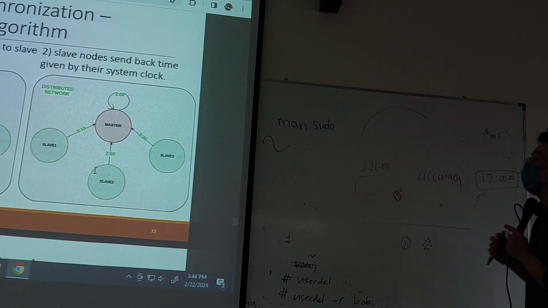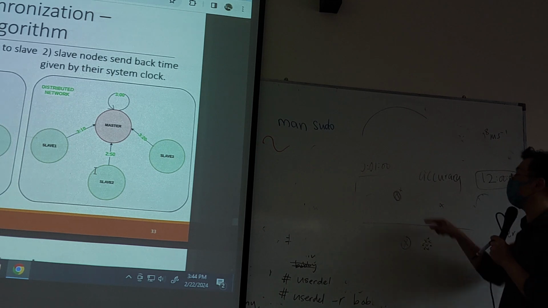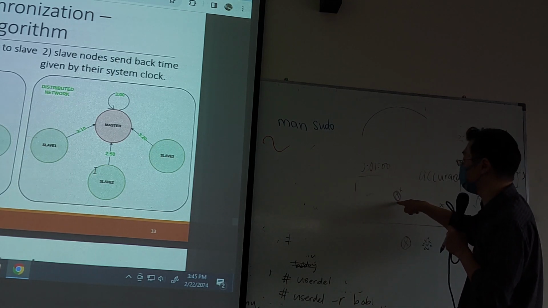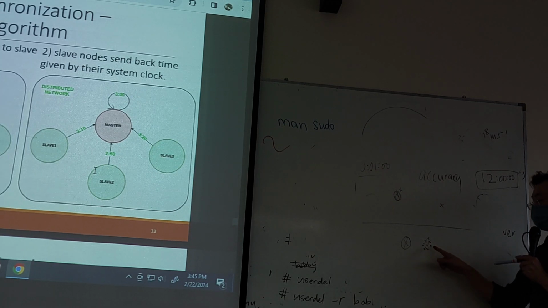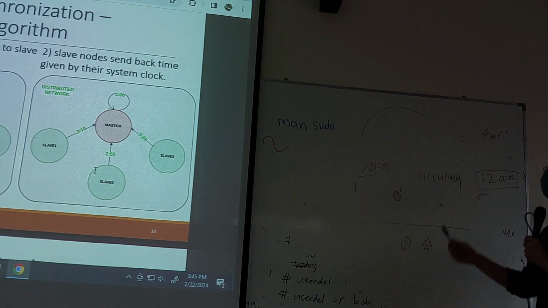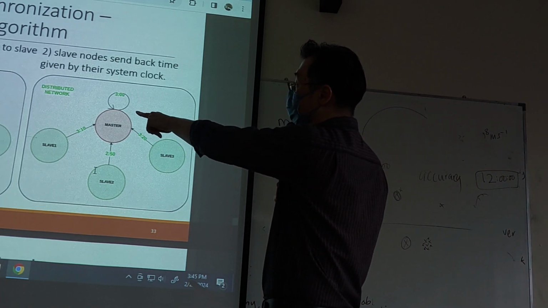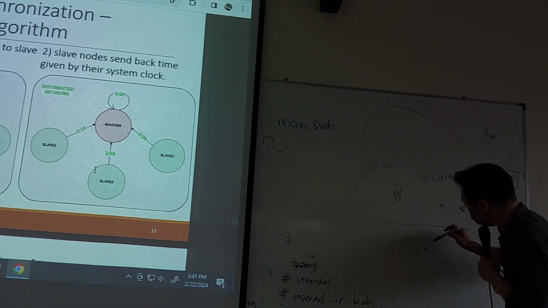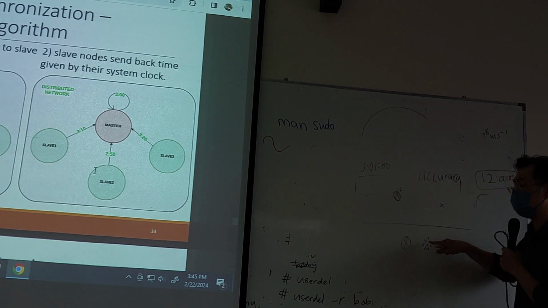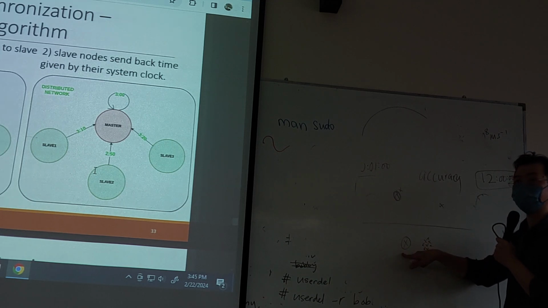And why is the Berkeley idea this? Because it's easier to do this with precision, compared to the Cristian algorithm trying to get to the accurate time. Sometimes you do not need the time to be accurate, but you need the time to be relatively accurate among yourselves, so you use this particular algorithm. How does it work? The master makes sure that everybody around it, the slaves, are very precise. I should not say accurate, I should say precise. They need to be precise, they don't need to be accurate.